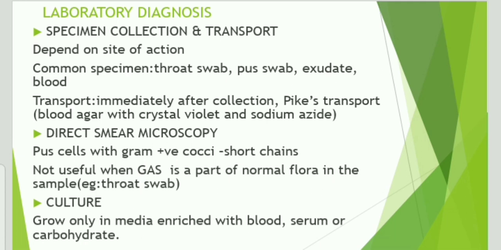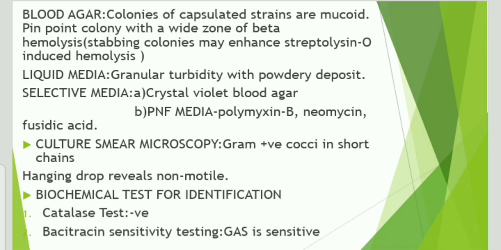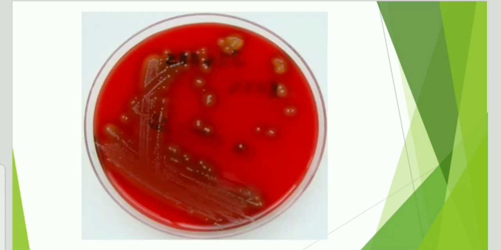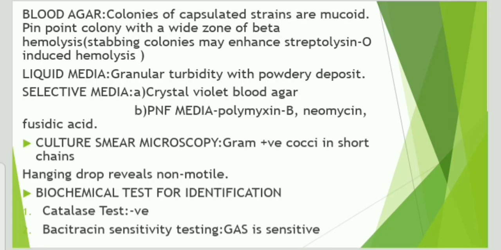Next, let's see the culture. How will we culture? Streptococcus pyogenes is fastidious, so it needs enriched media like blood, serum or carbohydrate. In blood agar, colonies are small, circular and pinpoint and show a wide zone of beta hemolysis. You can see over here in this diagram. I told you that blood, serum, carbohydrate are enriched media. In liquid media, you can see granular turbidity with a powdery deposit.